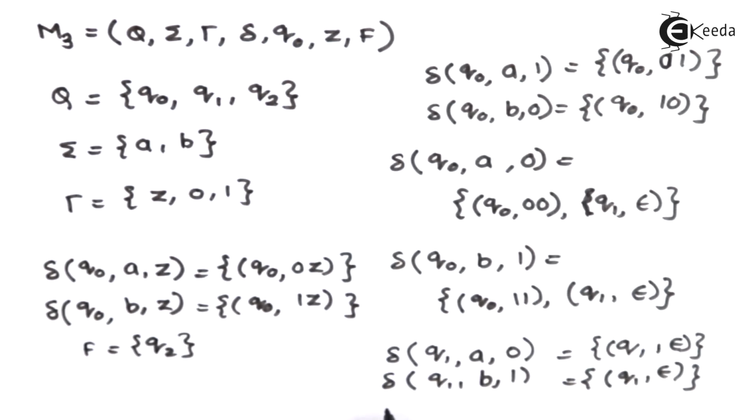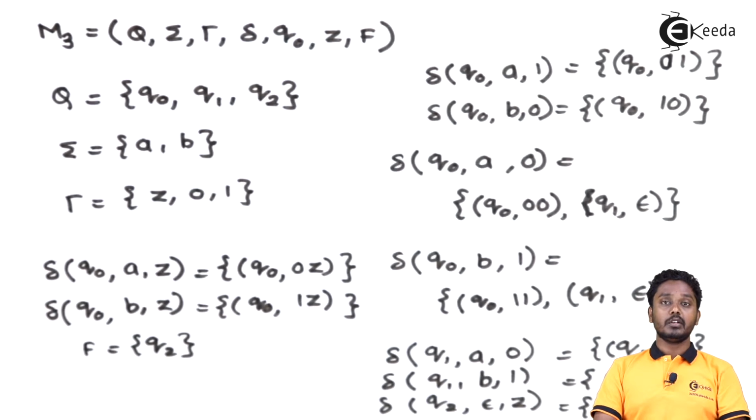We are left with one more transition over here. Delta of Q2 with epsilon, that is end of the string, with Z as the top of the stack, going to the final state Q2. We may either pop it off or we may keep the Z. Having done with all the components, now let us run one string on this machine.